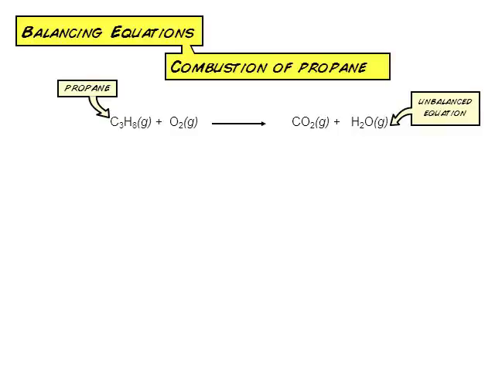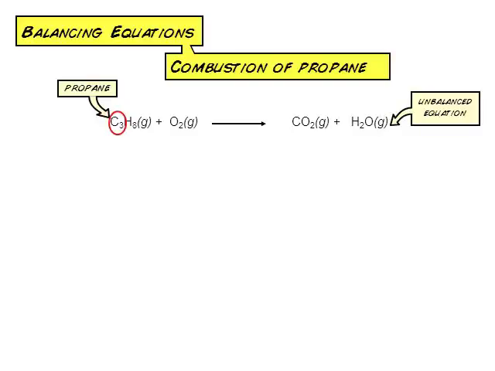To make sure that the number of each individual atom on the left is equal to the number of atoms on the right, we must balance its equation. We need to do this because we recognize the law of mass conservation. We must have the same number of atoms on the left as on the right in order to conserve mass.